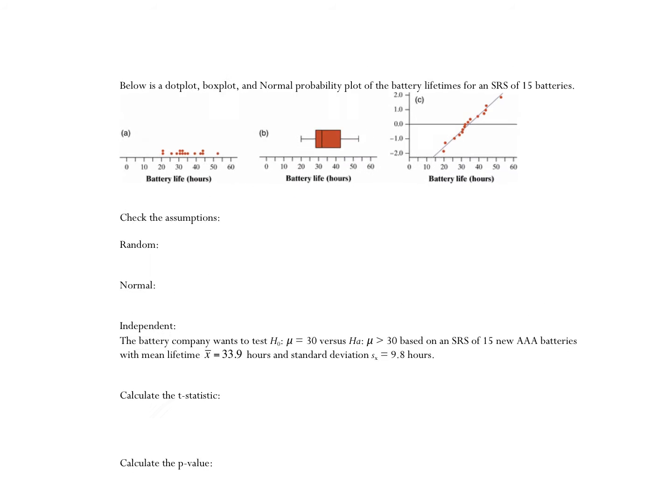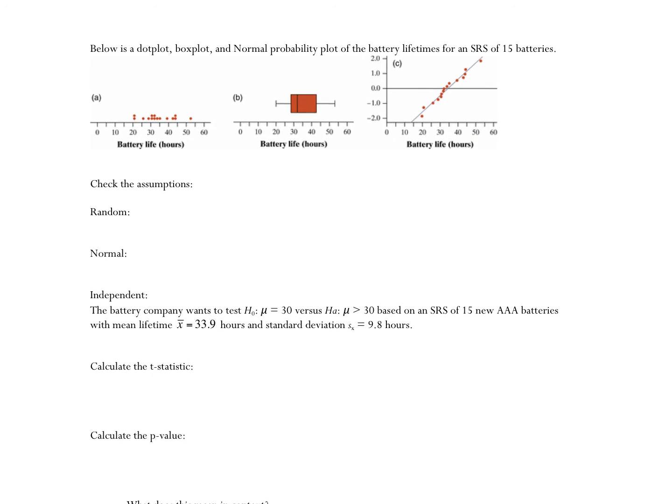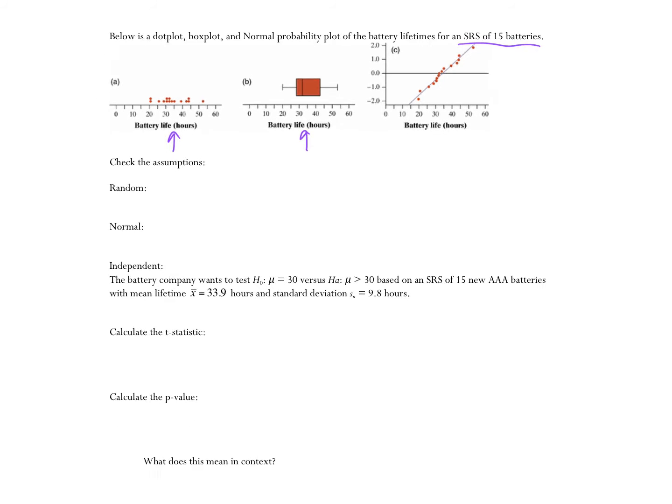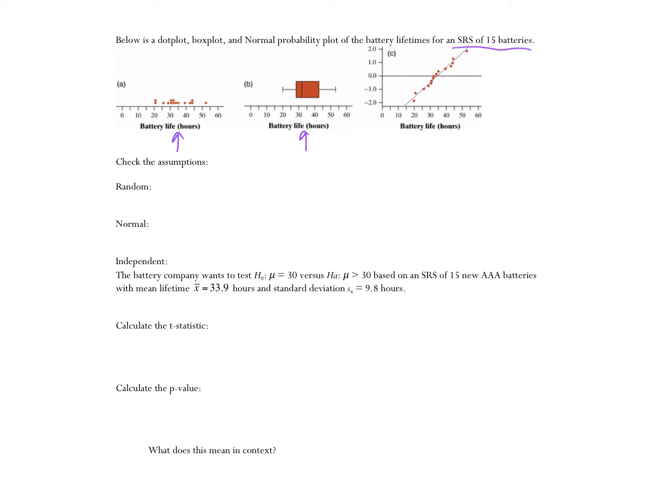All right, so they took a random sample of 15 batteries. And what you have here is a dot plot, a box plot, and we haven't really talked about normal probability plots, have we? Don't worry about that last graph. We'll talk about it at some point, but it doesn't need to be a major conversation right this second. Okay, so can we go ahead and check our conditions?